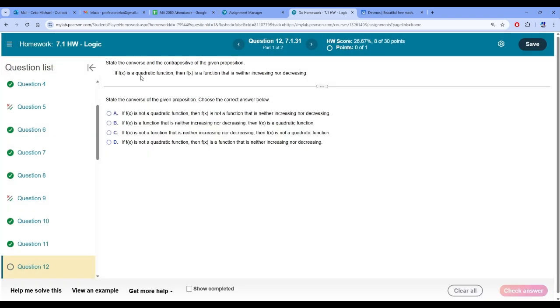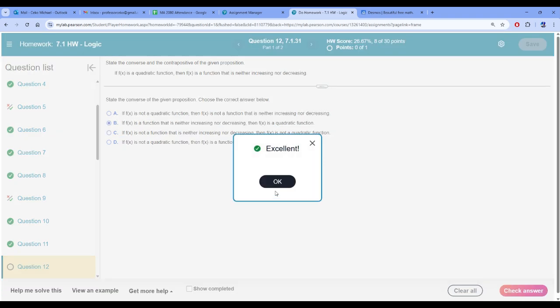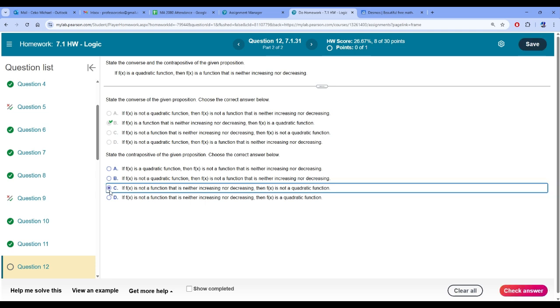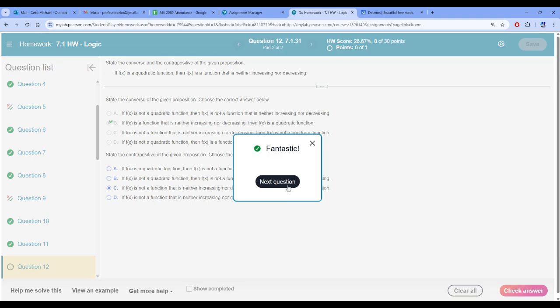Cool. If f of x is a quadratic function, then f of x is a function that is neither increasing nor decreasing. State the converse. If f of x is neither increasing nor decreasing, then it is quadratic. Just switch them. All right, the contrapositive would be not, not. So if it is increasing or decreasing, it is not a quadratic. I gotta negate both of them. If f is not a function that is neither increasing nor decreasing, then it's not a quadratic. What is the difference between these two? I need both not, not. Cool.